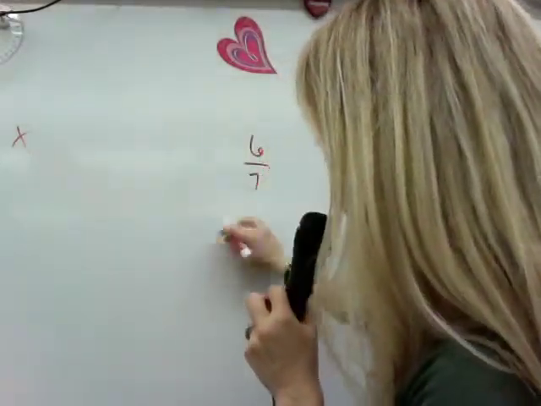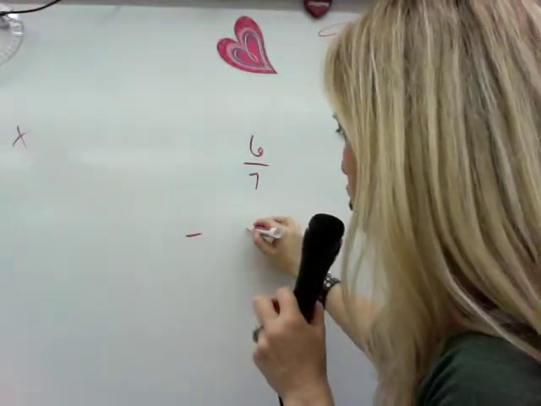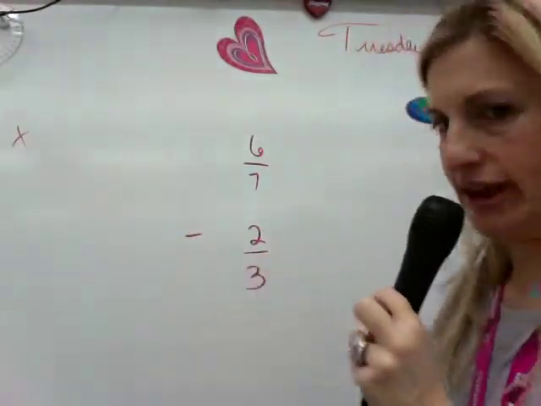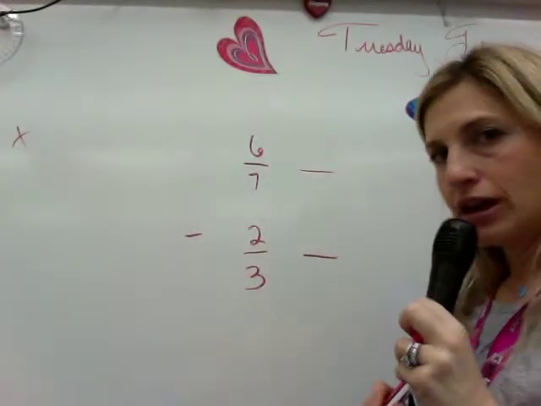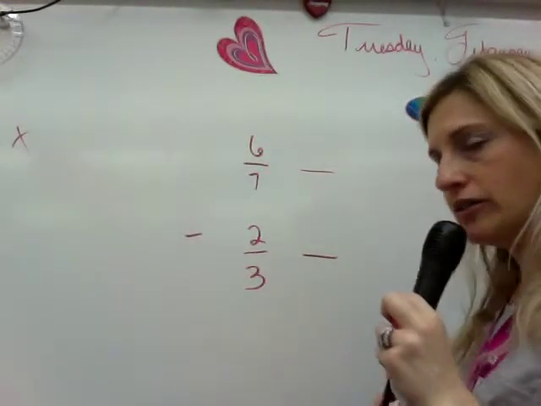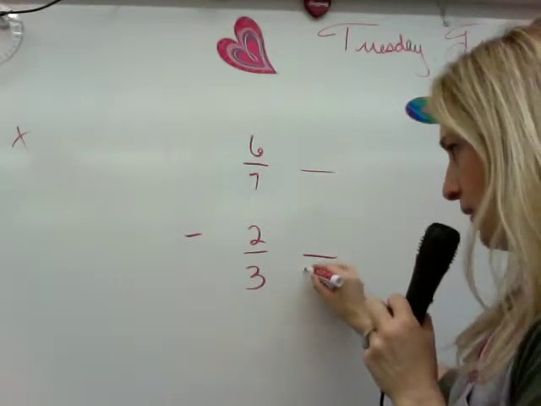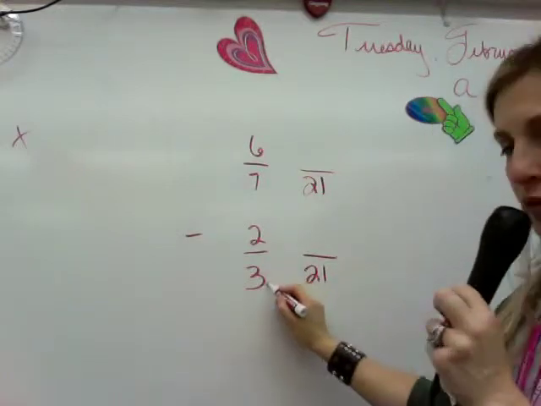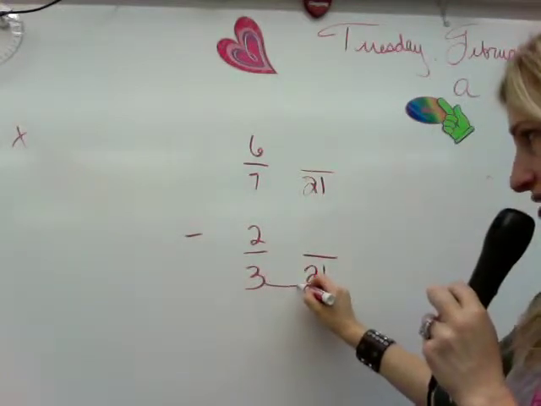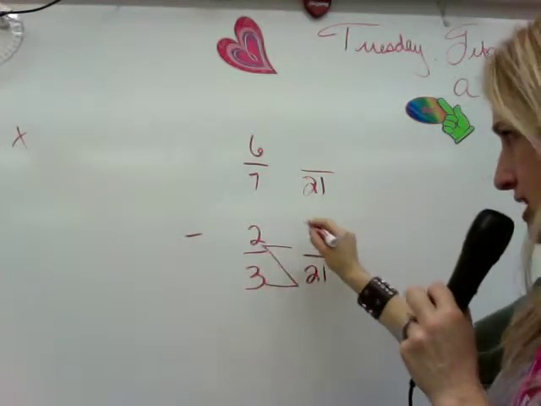6 over 7 minus 2 over 3. I still put my bar out. I find my common denominator, the lowest number they both go into, these common multiples, 21, my LCM. 3 goes into 21 7 times, and 7 times 2 is 14.